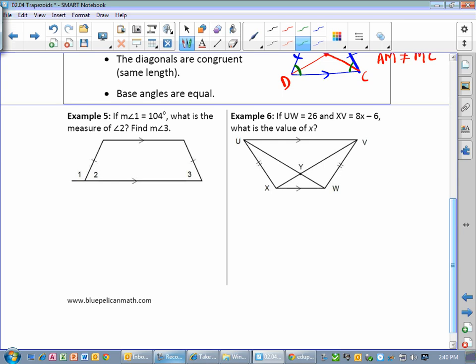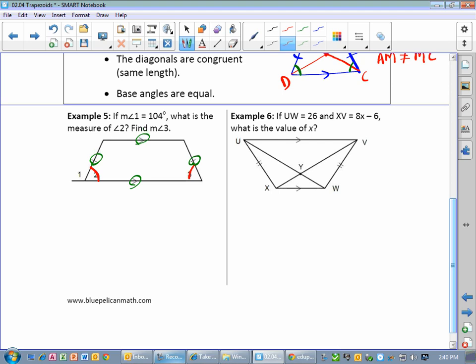Okay. So this is an isosceles trapezoid. How do I know it's an isosceles trapezoid? There are two congruent legs. So congruent legs and one pair of parallel sides. Isosceles, which means what? What does that tell us? Okay, the angles 2 and 3 are the same. So once we know 2, we also know 3.